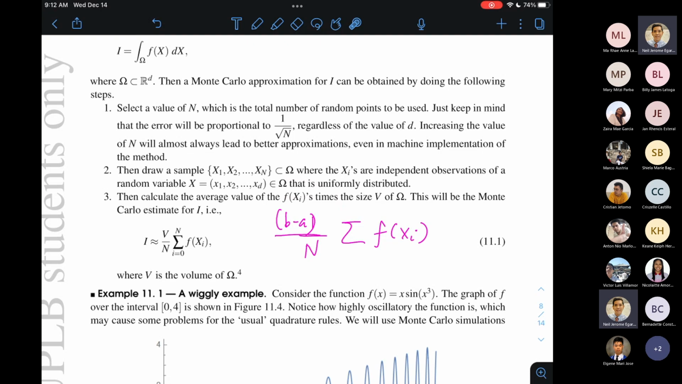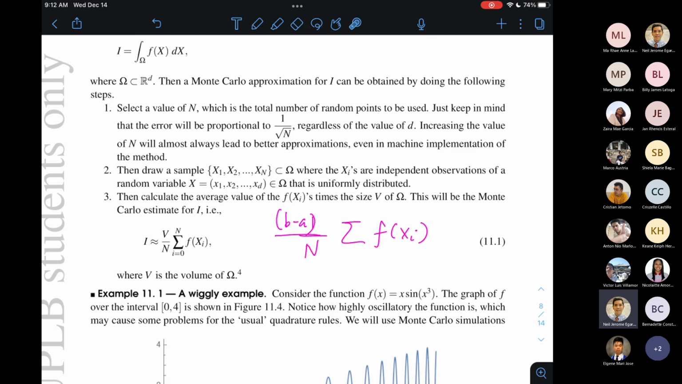Sa size ni omega. So essentially, it is the size of omega divided by capital N times the summation of the function values. But essentially, ito pa rin yung idea na kinukuha natin yung average volume ng integration region na may added dimension or added height, which is given by the function values on each of the abscissas.